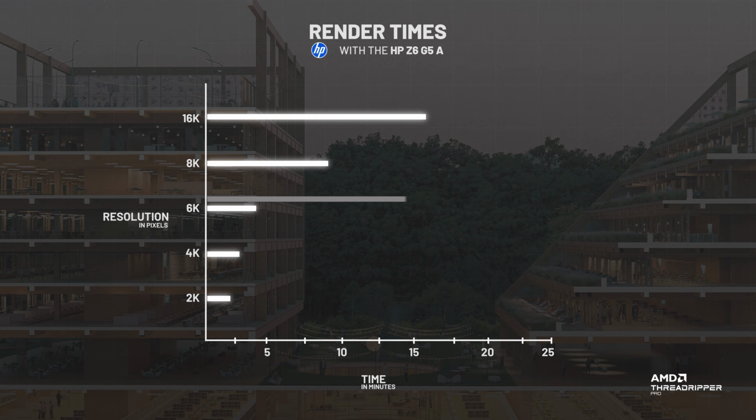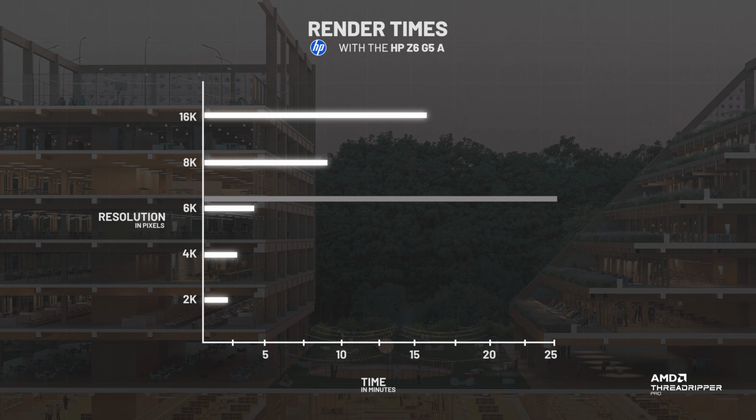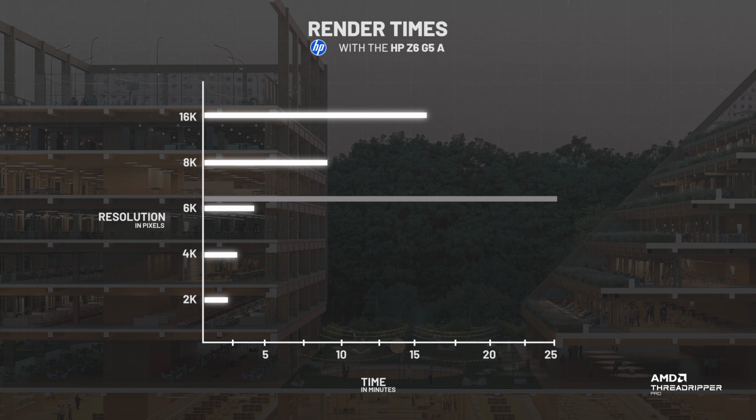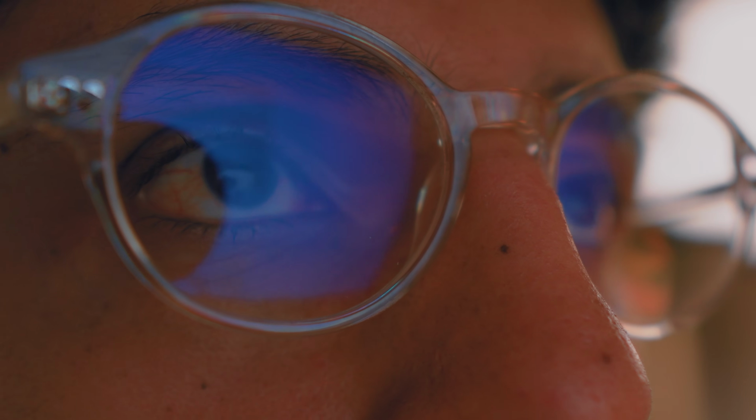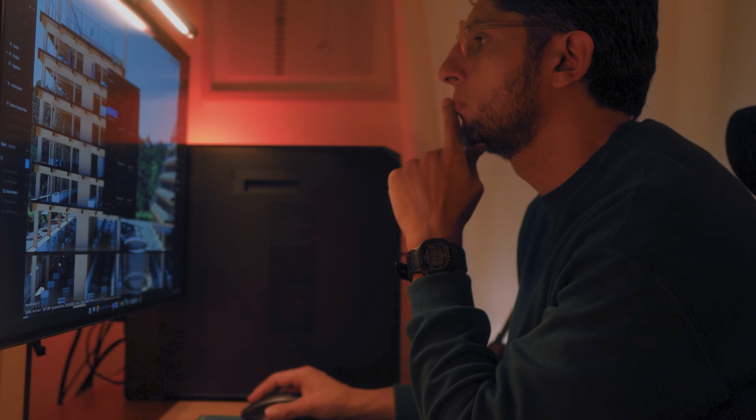So to put that into perspective, my previous workstation, which I won't name the brand, would have taken at least 30 to 40 minutes for a 6K render. And that's assuming it didn't overheat halfway through or shut down or just crash all the way. But with the HP Z6 G5A, I can render a 6K image while still having Chrome open, Photoshop running, and maybe even some music playing in the background. No lag, no stress, just speed.